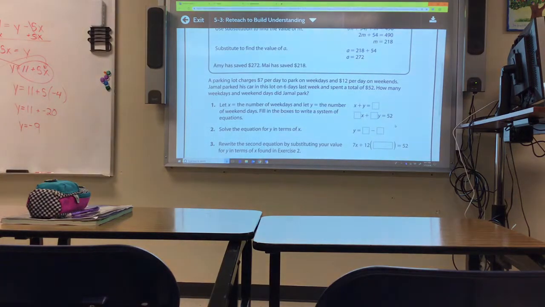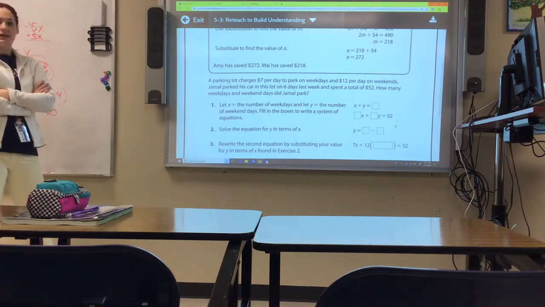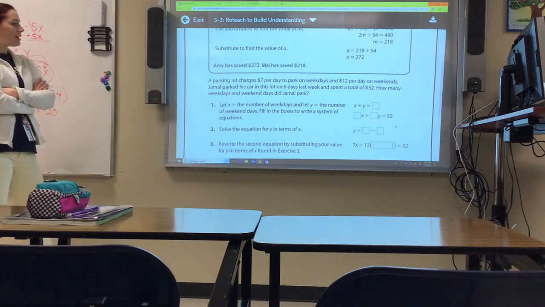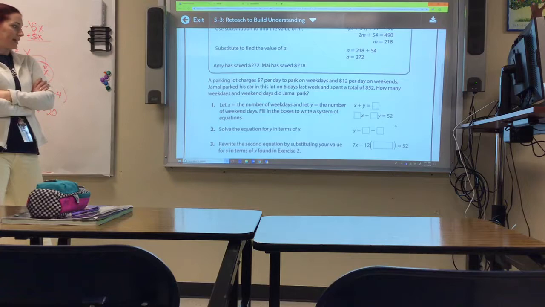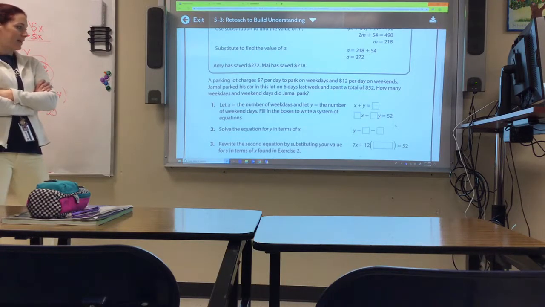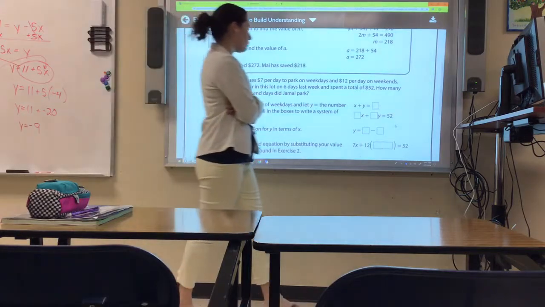Okay, a parking lot charges, so this was partially worked through with you on the desk, but I want you to figure out the rest of it. Sit down. A parking lot charges $7 per day to park on weekdays and $12 per day on weekends. Jamal parked his car in this lot for 6 days last week and spent a total of $52. How many weekdays and weekends did Jamal park? That's kind of worded weirdly.